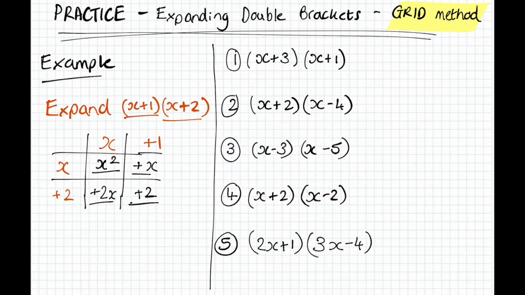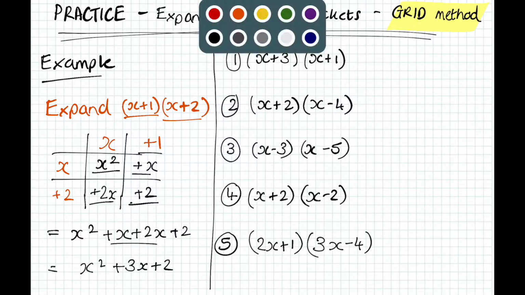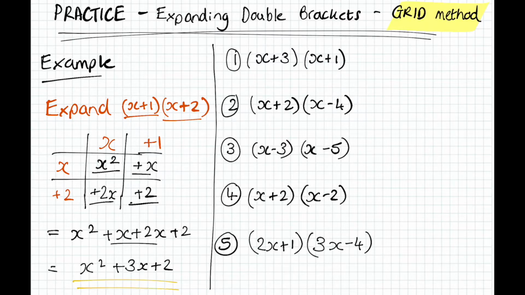Then all you need to do is to write out the terms from the grid and simplify. Some of you might be able to do this in one step, but I'll just show it in 2 steps. So from our grid, we have x squared plus x plus 2x plus 2. What you notice is those two terms simplify. So you get x squared plus 3x plus 2, and that will be your answer. One thing to note is often with the grid method, these two terms diagonally opposite here will simplify together.